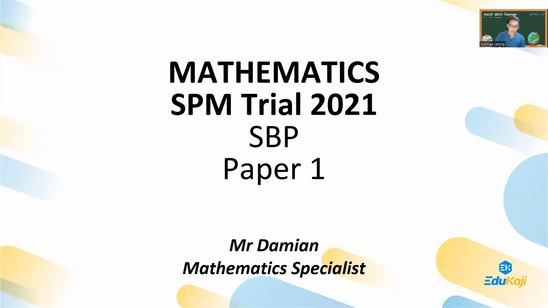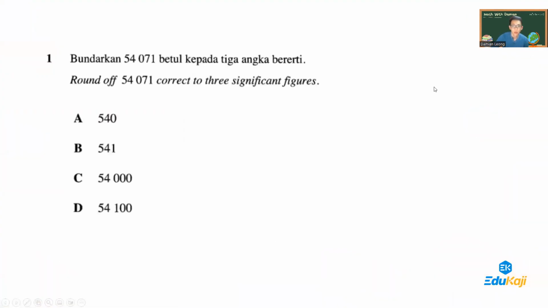Right, let's look at the mathematics SPM trial paper for 2021, the SBP set paper 1. So let's look at the question. Question 1 here, round off 54,071, correct to 3 significant figures.